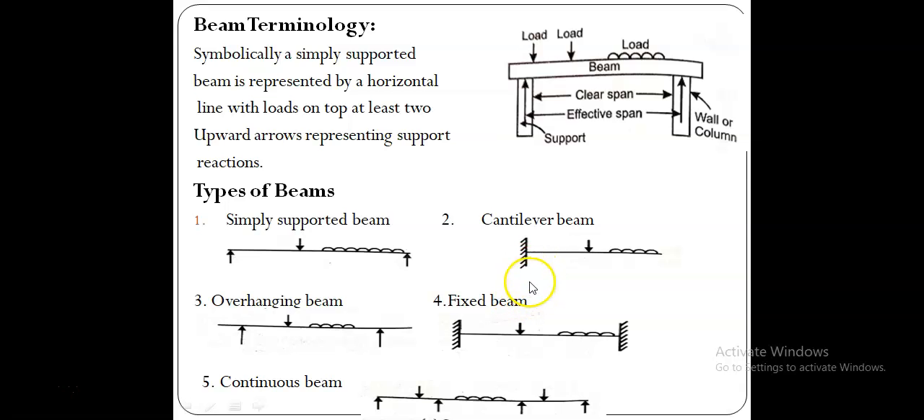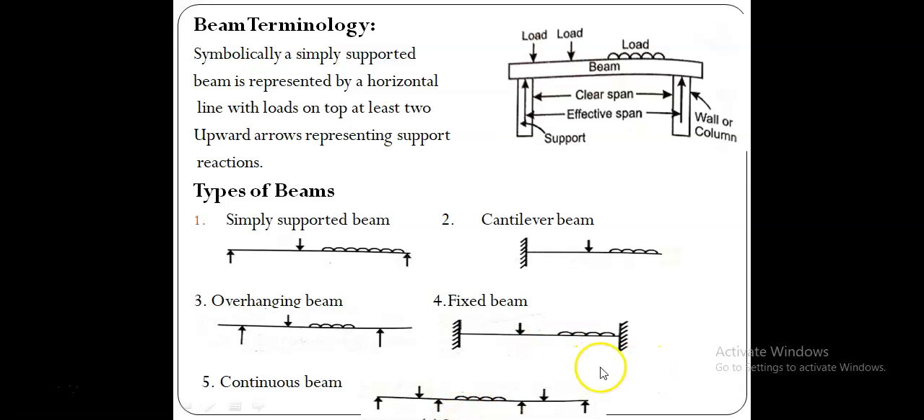And this cantilever beam is having 2 reaction components: one is the vertical reaction VA and the moment reaction MA. We don't bother about the horizontal reactions, because this beam is carrying only the vertical forces. Like that, this overhanging beam is having only 2 reaction components, one at this support VA and another at this support B. But the fixed beam is having 4 reactive components, VA and MA, then VB and MB.